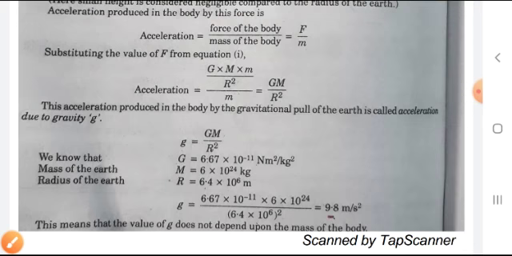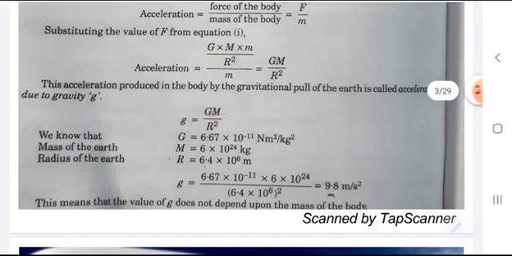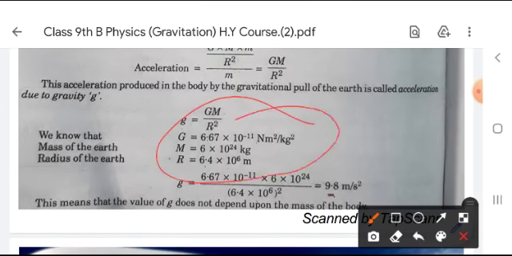This acceleration produced in the body by the gravitational pull of the earth is called acceleration due to gravity, that is g = GM/r². The values given here: capital G is 6.67 × 10⁻¹¹ newton meter square per kg square. Mass of the earth is 6 × 10²⁴ kilogram. Radius of the earth is 6.4 × 10⁶ meter.